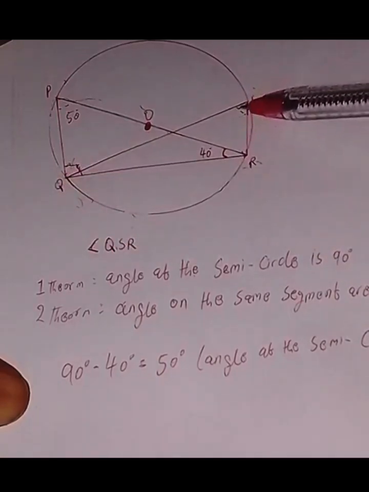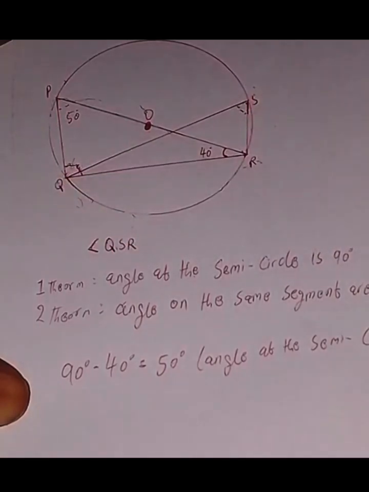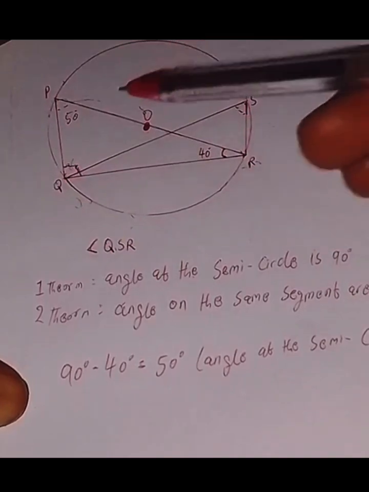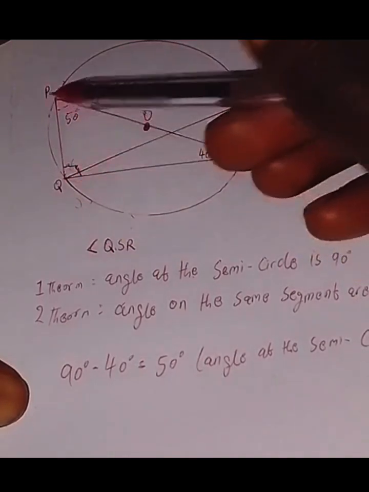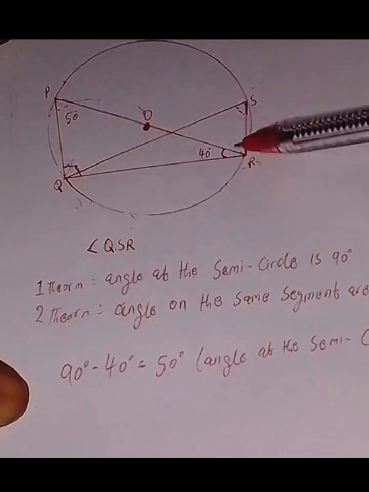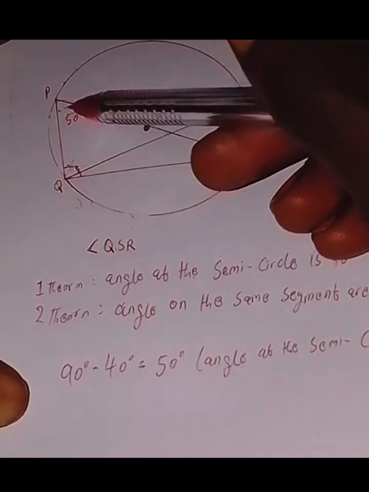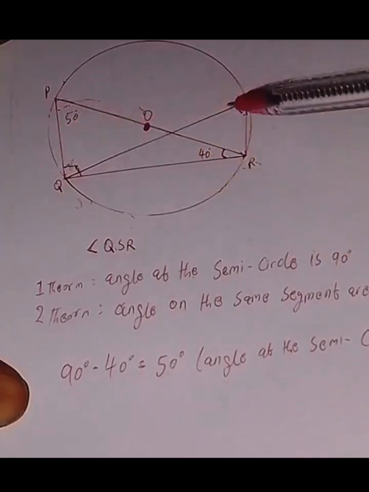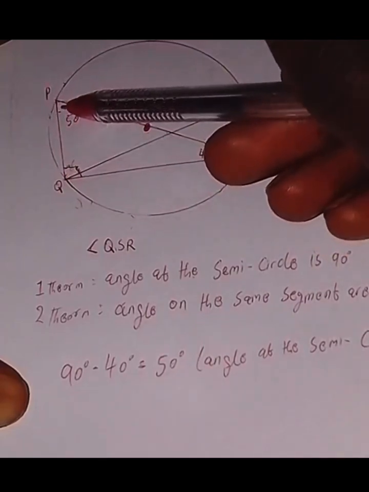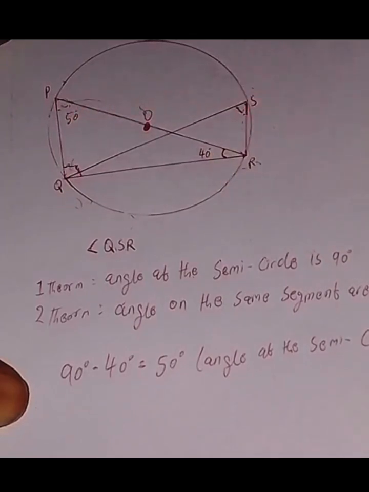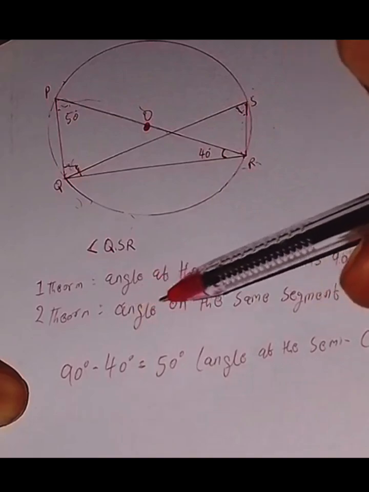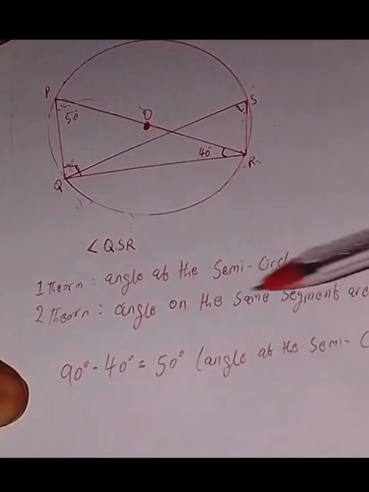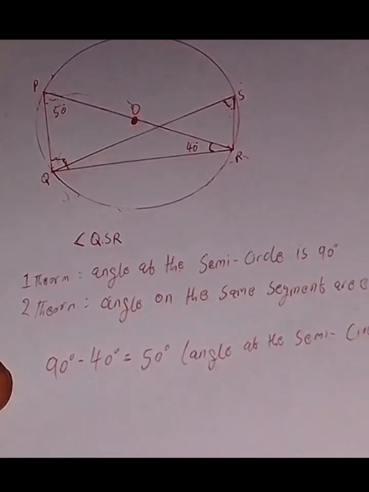But don't forget, we have to find the angle QSR. We are looking for this part here. This angle QPR and QSR are on the same segment. This is a segment here, and this is another segment here. So they are on the same segment. Angles on the same segment are equal, following the second theorem we have here.